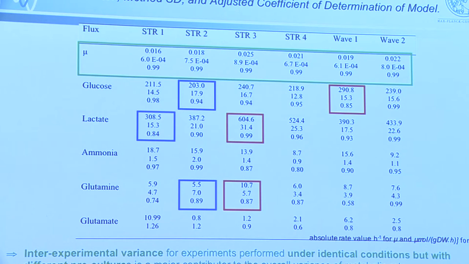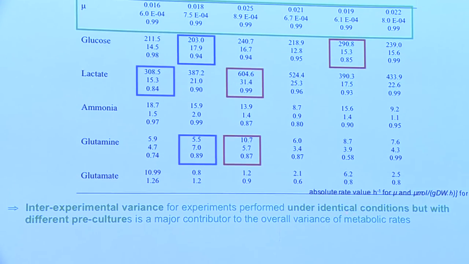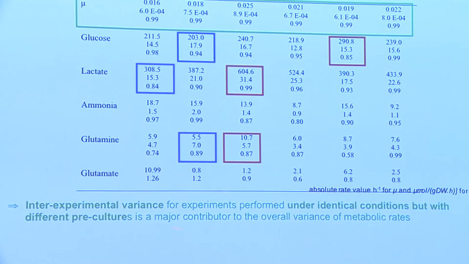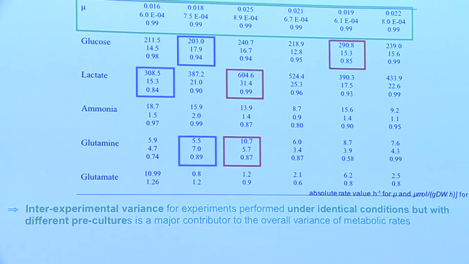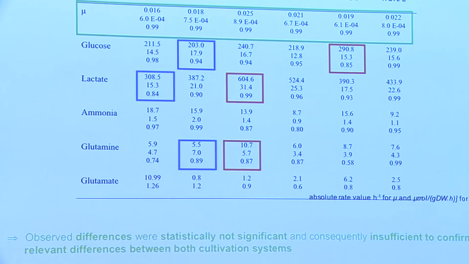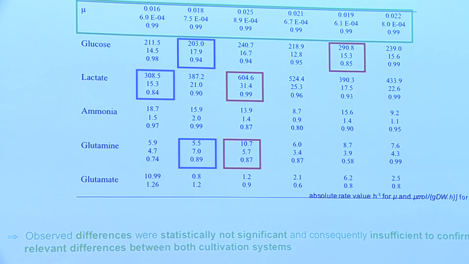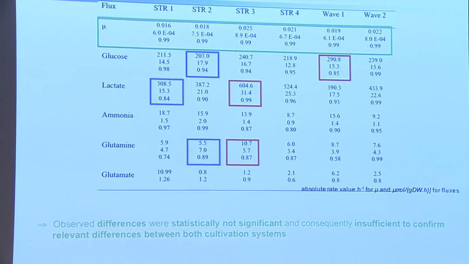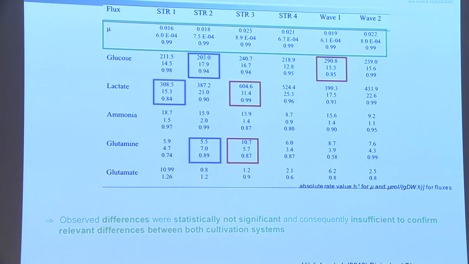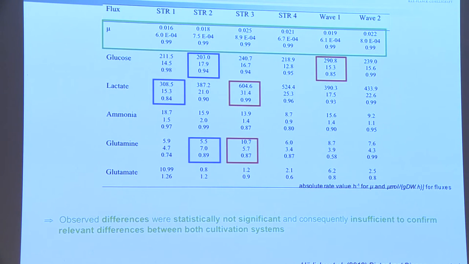So my summary here would be this: inter-experimental variance for experiments performed under seemingly identical conditions, however, with different precultures, is a major contributor to variance. The differences we see between these bioreactor systems are statistically not significant and insufficient to confirm differences between cultivation systems, even if they look large.